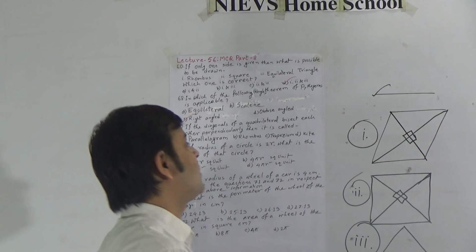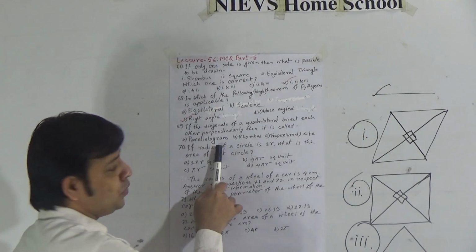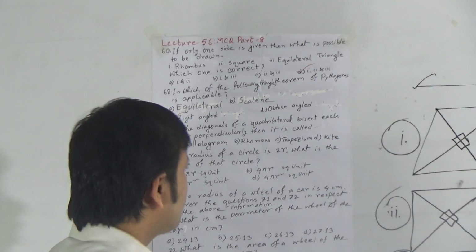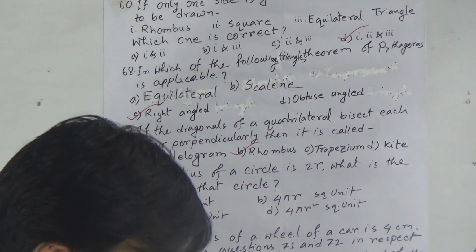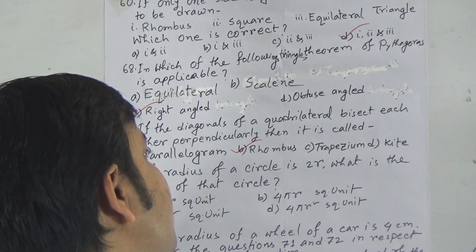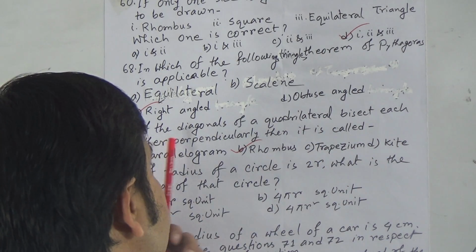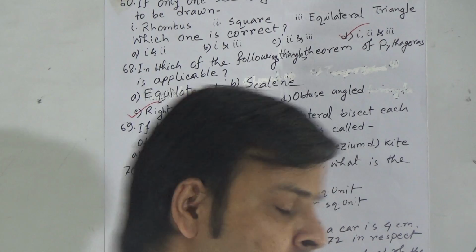Okay, so we can say what will be our answer? Parallelogram, no. Rhombus, yes. Trapezium, no. Kite, no. So option B. In case of rhombus, diagonals bisect each other perpendicularly. So if the diagonals of a quadrilateral bisect each other perpendicularly, then it is called rhombus.